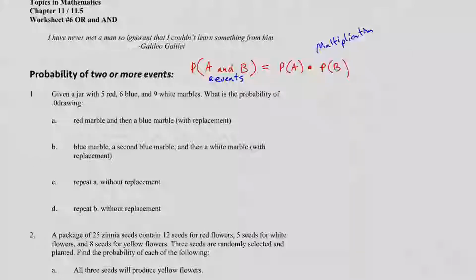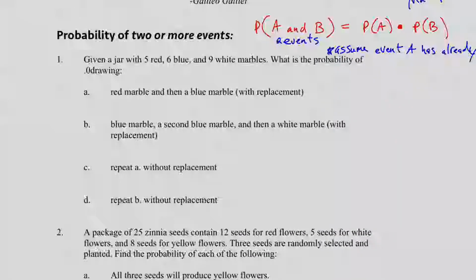And we're going to assume that event A has already occurred. If you remember from last time, we talked about with replacement and without replacement. So the first event affected the second event, and that's the same thing we're going to talk about today. Now, number 1. It says probability of 2 or more events, that's very important, versus just 1 event that we're going to talk about on the next page.